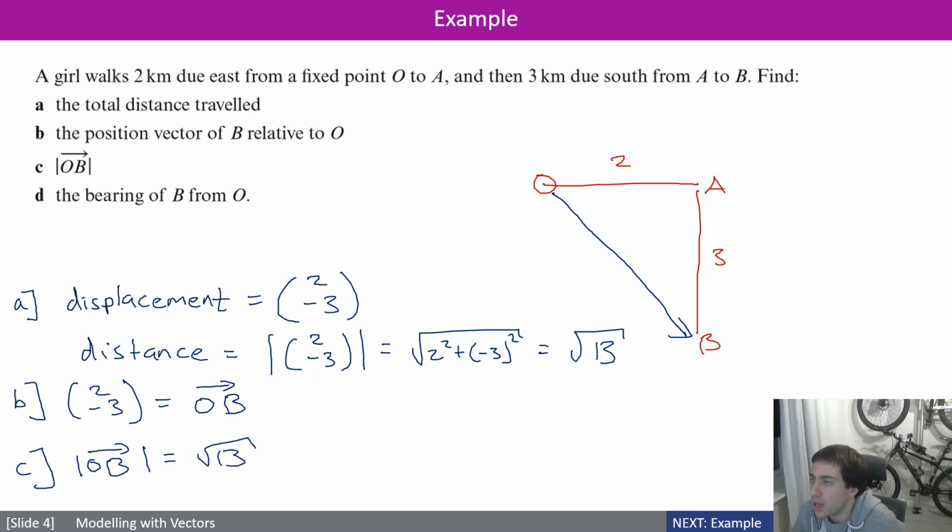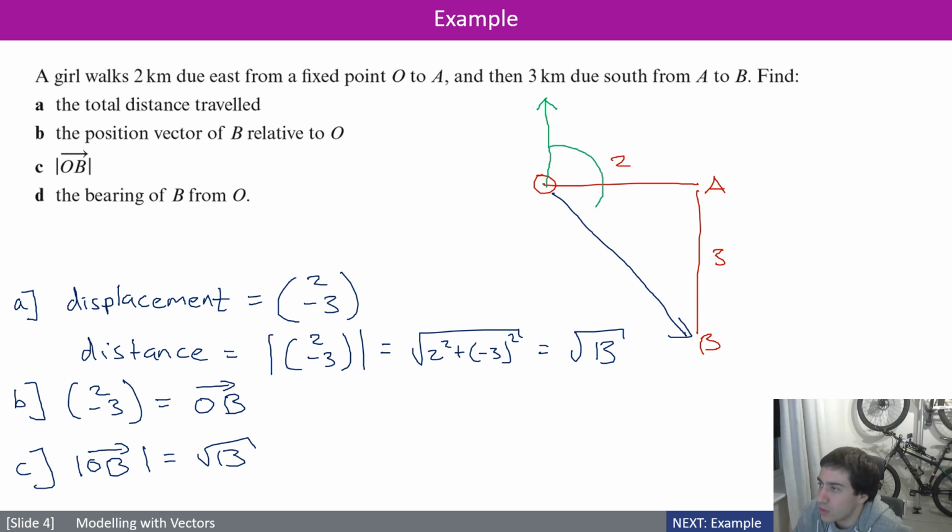And then part D, the bearing of B from O. I've never been a fan of bearings myself because they're not really a mathematical concept. They're more of a, I don't know, a navy concept or a navigational concept, but they've survived into A level. So bearings are always taken from north.